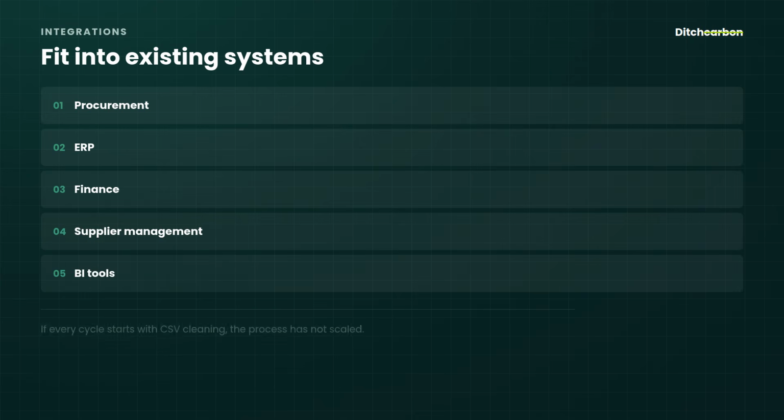Integrations matter too. A large organization doesn't want to manually export procurement data, clean it, upload it, run calculations, and then move the results somewhere else. A scalable system needs to fit into the existing data environment, procurement, ERP, finance, and business intelligence, because if every reporting cycle starts with another large CSV export and 3 weeks of cleaning, the organization hasn't solved the problem. It's just moved the spreadsheet.